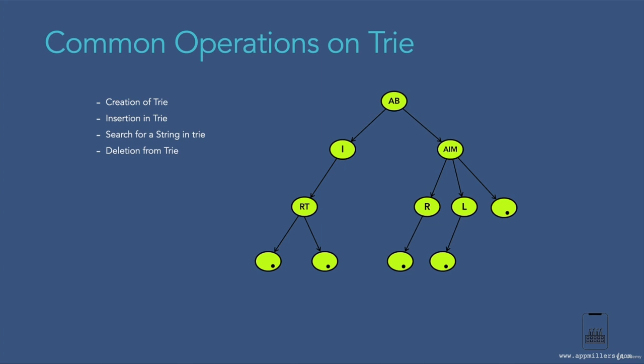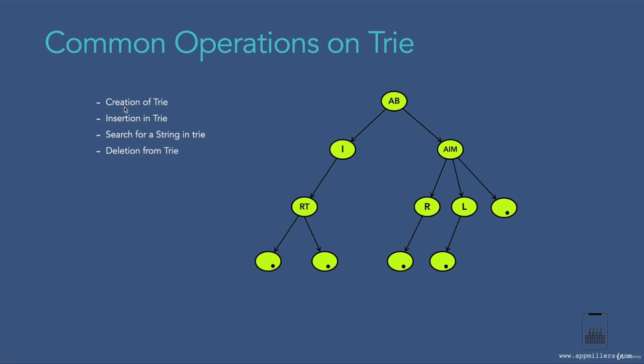Now in the previous lecture we have learned what a trie is and why we need it. Now in this lecture we will talk about common operations that we can perform on a trie. So these are the common operations that we can perform on a trie. Now the first operation is creation of a trie.